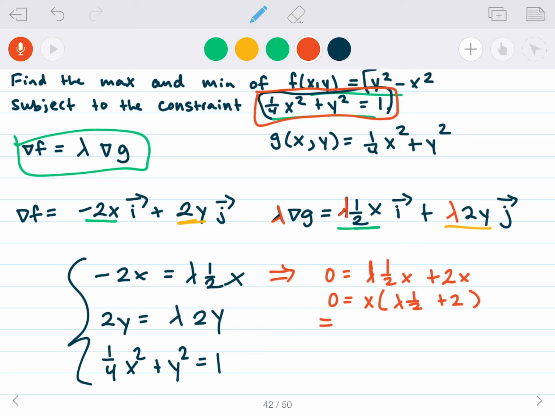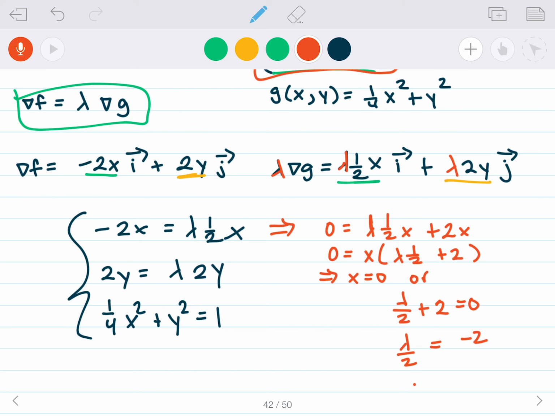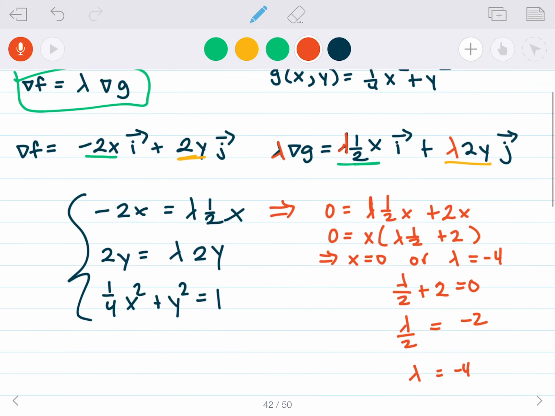And now, at this point, I can set each of these equal to 0. So when I do that, I get that either x is equal to 0, or when I set this thing equal to 0, I get lambda times 1/2. Maybe I'll just write it as lambda over 2. This is lambda over 2 plus 2 equal to 0, and I can solve for lambda. So lambda over 2 equals -2, then multiply by 2, so lambda is -4. So equation 1 tells me that x is 0 or lambda is -4. Okay, so that's the information that equation 1 gives me.